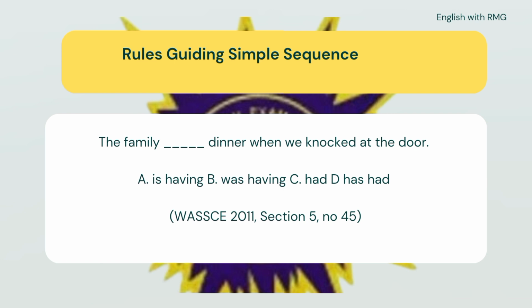Considering the rule and the example that I have just explained, which of these options is going to be your answer? So the answer is going to be what? B, was having. The sentence is going to read, the family was having dinner when we knocked at the door.